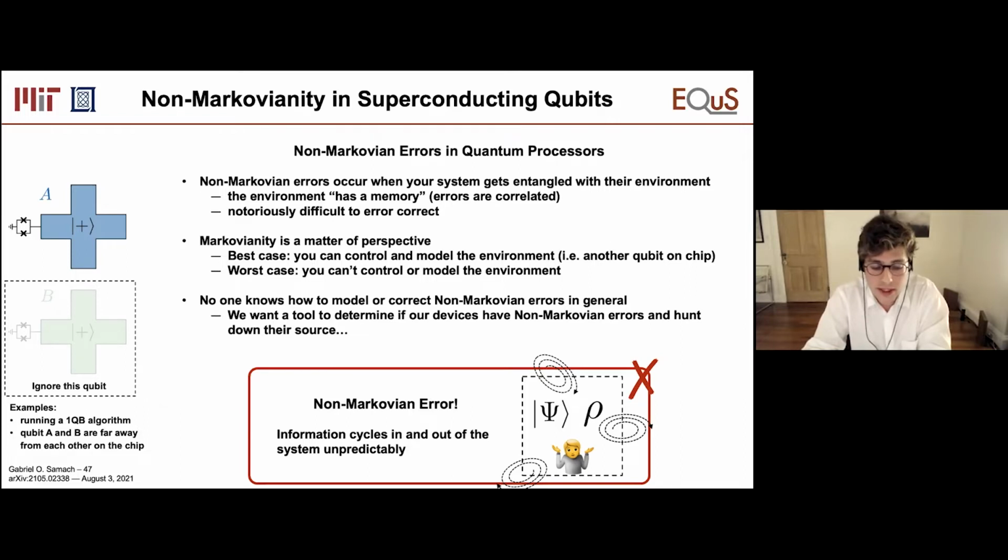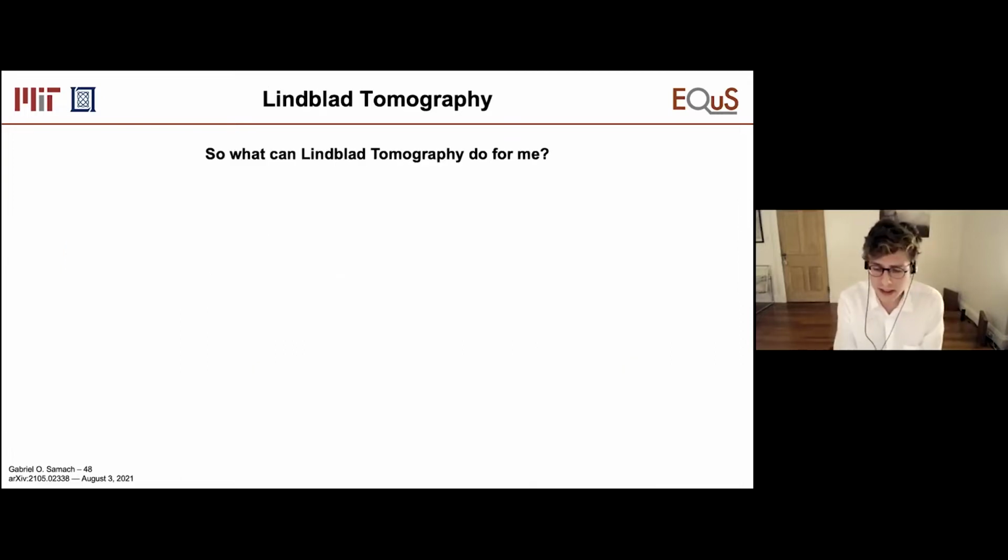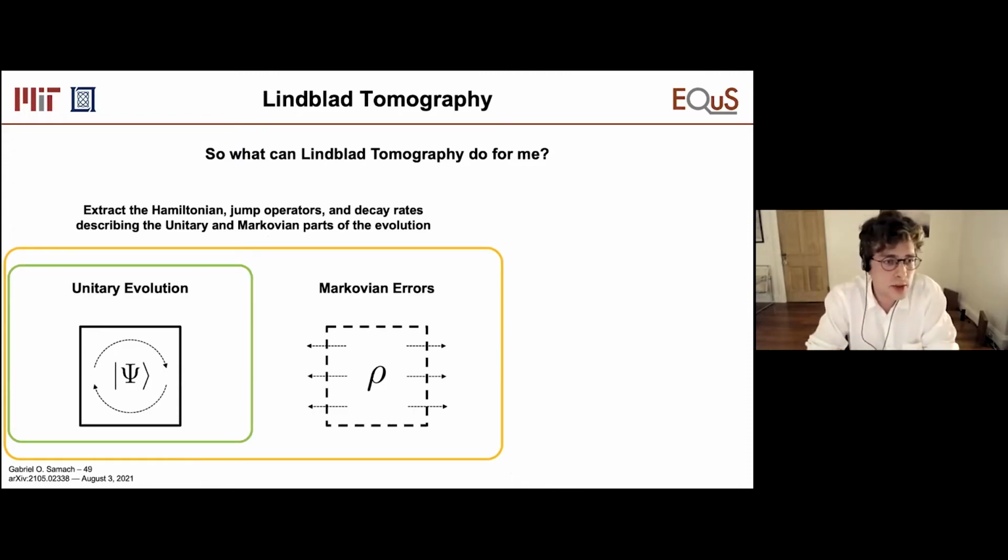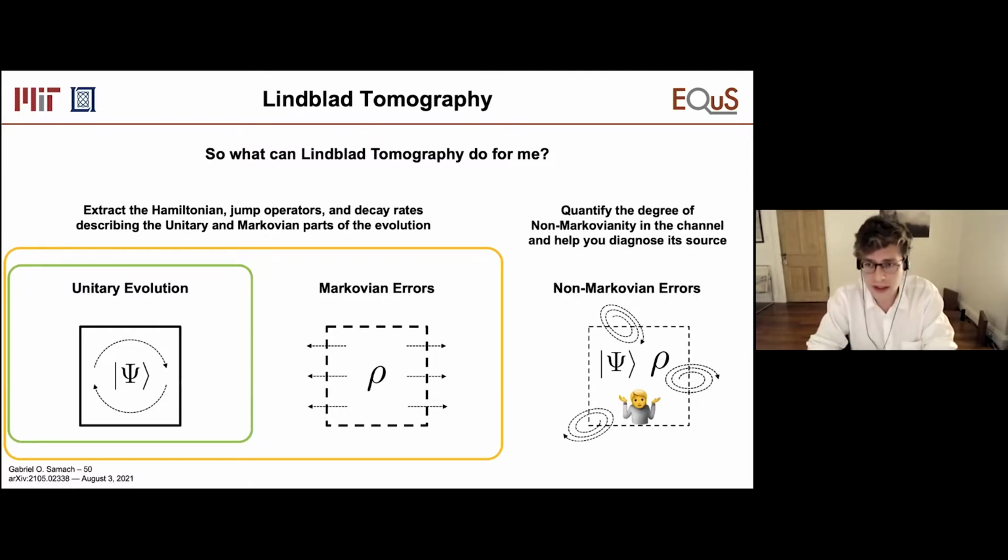So when we think about characterization protocols, we really want tools to determine if our devices have these errors and then to hunt down their source if possible, to diagnose them and then maybe in device to suppress them, to make them less prevalent. Okay, so I've talked a lot about Markovianity. What does this have to do with Lindblad tomography and what can it do for us to answer any of these questions? So Lindblad tomography is a technique to extract the Hamiltonian, jump operators, and decay rates, describing both the unitary and Markovian parts of the evolution. And as for these non-Markovian errors, it's going to give us all the information we need to quantify the degree of non-Markovianity in the channel, and then ultimately help us diagnose its source.